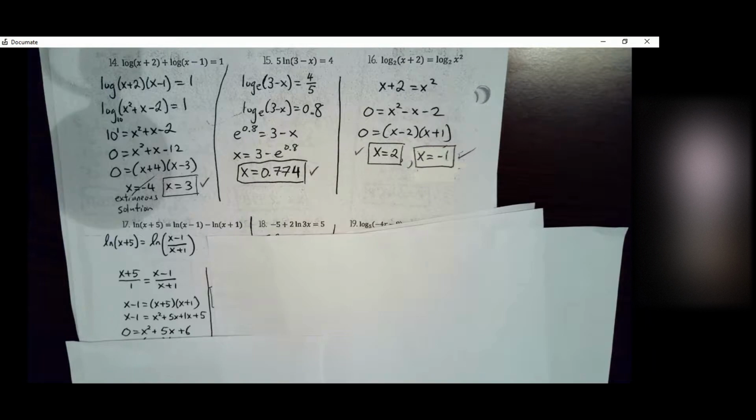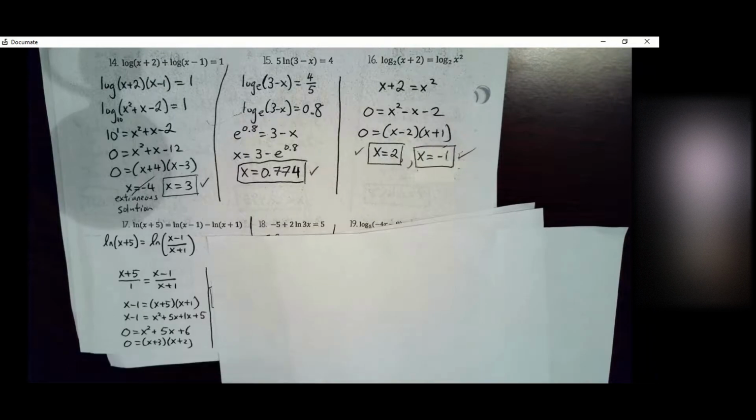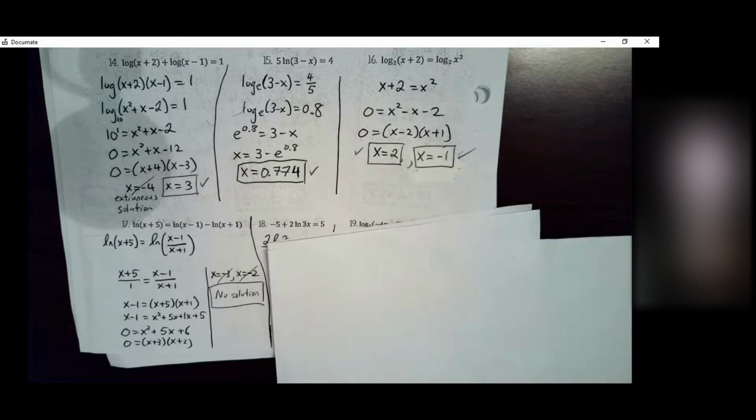Okay. So x equals -2 and x equals -3. -2 is not going to work. And -3 is not going to work. Nothing works. So no solution.